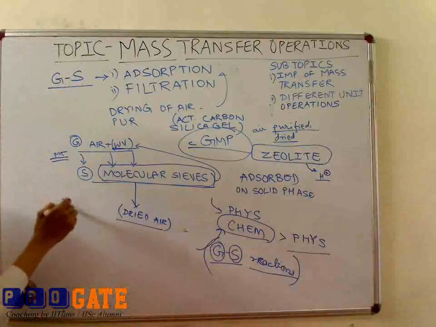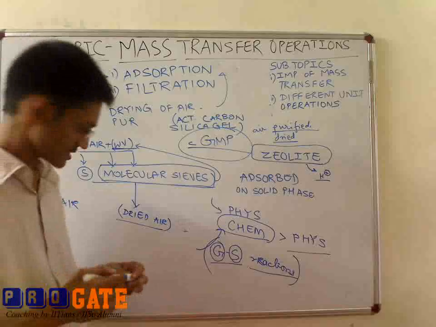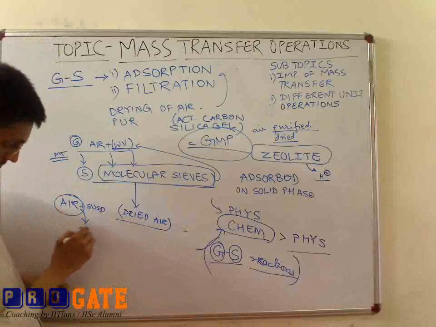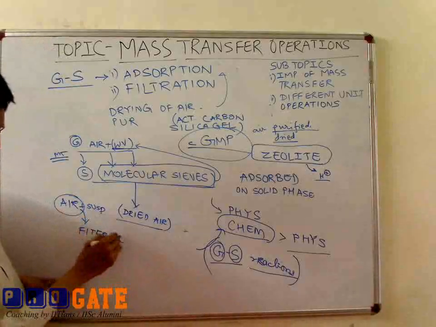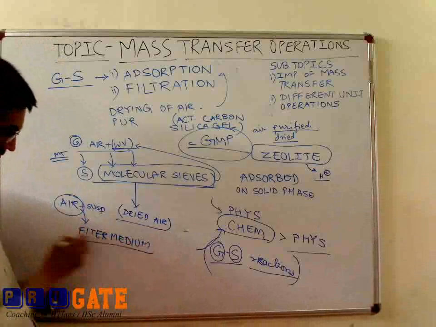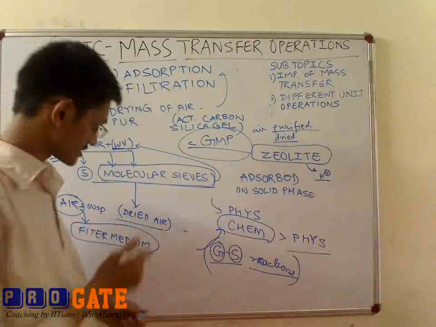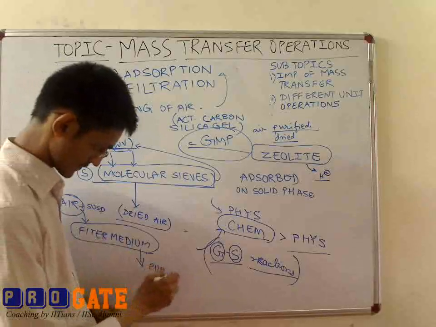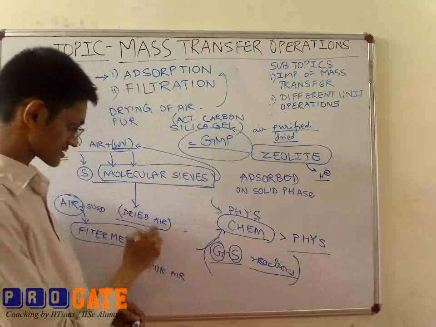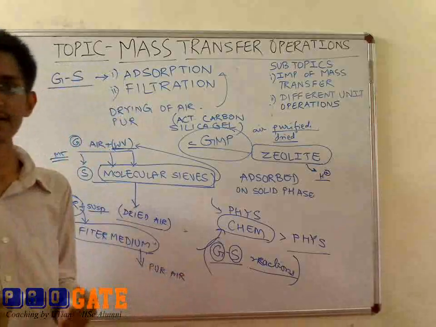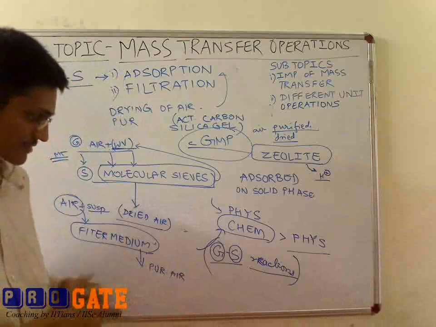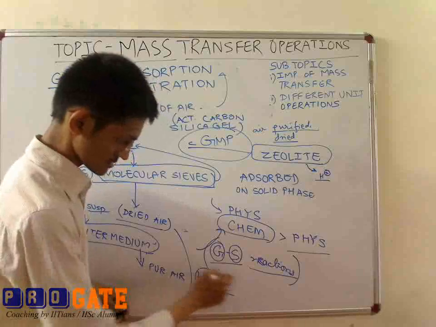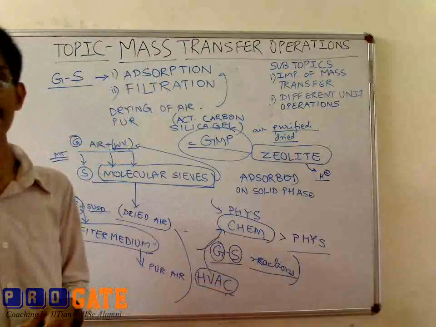Filtration, again air may have some suspended particles which are to be filtered. So this air with suspended particles passes through the filter medium. This filter medium would then lead to the purified air. So it's basically the filter medium removing the suspended particles present in the air, and hence we get the purified air. This is what is made use of in the HVAC system, that is heating, ventilation and air conditioning system.